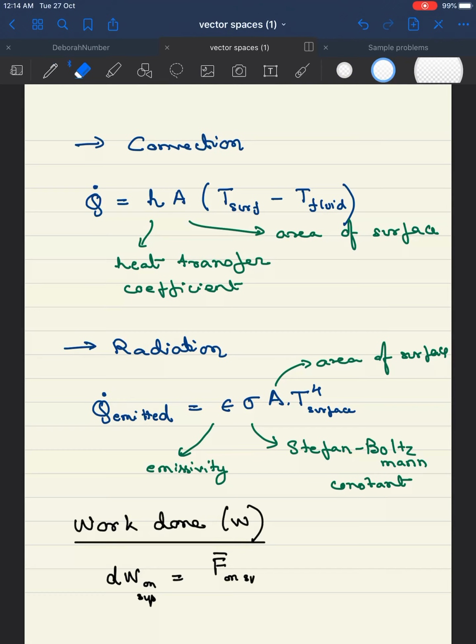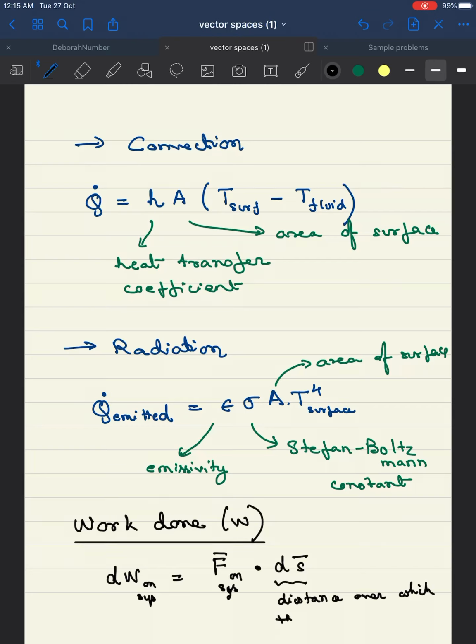Sorry, I'm just going to be a little economical with space, so I'll just write it down here. Okay, and then dot producted with ds, where this is the distance over which the force acts. So this is a scalar quantity, but it is calculated as the dot product of two vectors. F is the force acting on the system and ds is the distance, right?